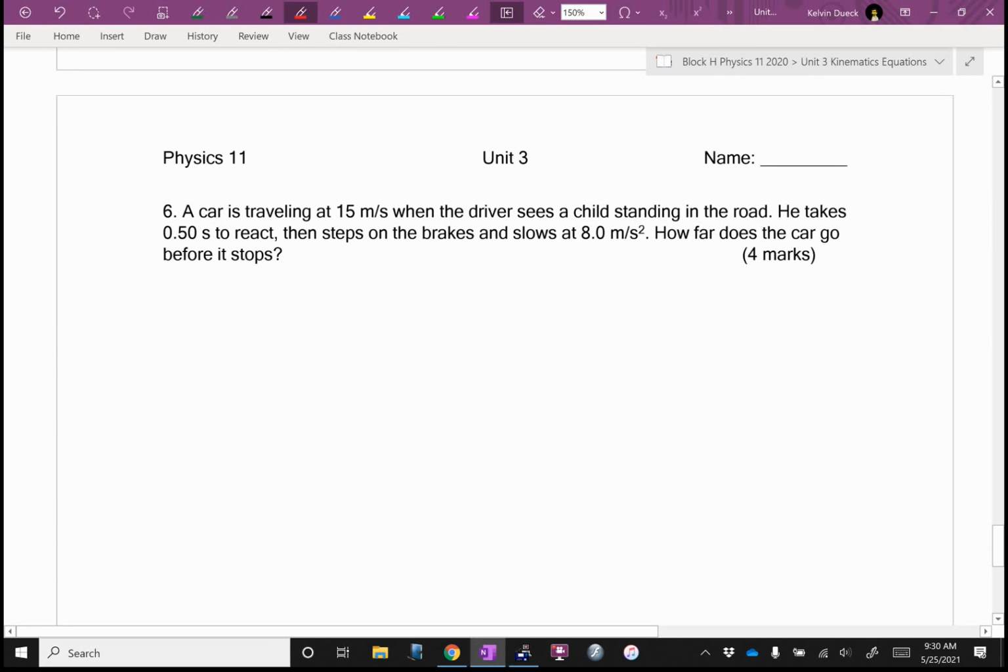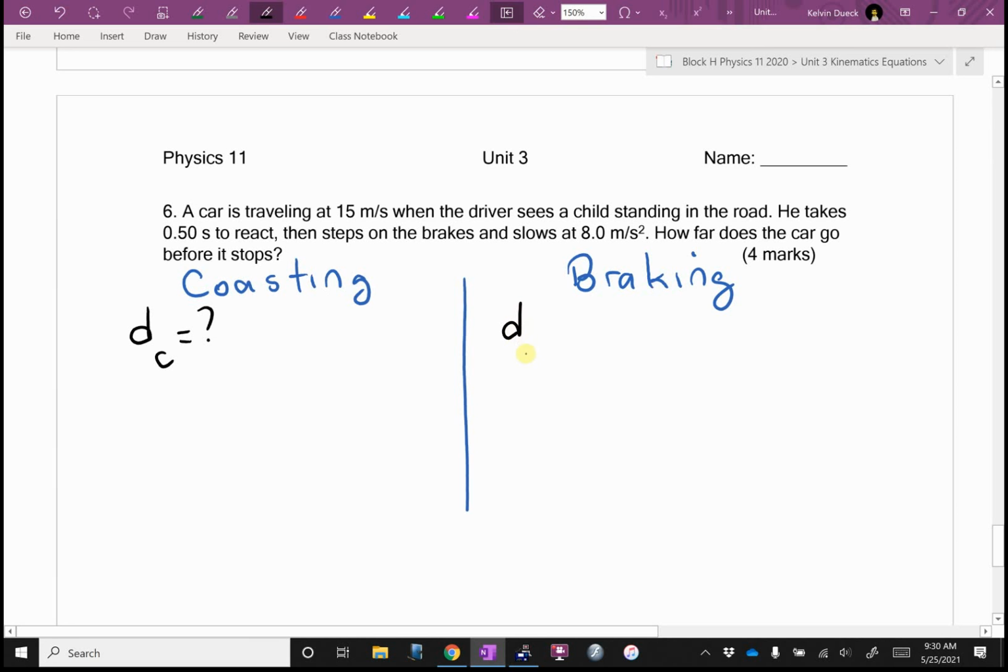Number 6. This one is also tougher than what I'm going to ask on a test. This is a multi-step problem, but I wanted the quiz to be more difficult. We looked at this one in the homework, and we said the key was to realize there was a section while the driver was coasting, and a section while the driver was braking. First we find the distance they travel while coasting, then the distance they travel while braking, and then the total distance is going to be, add them up.